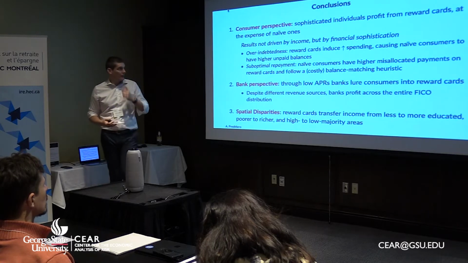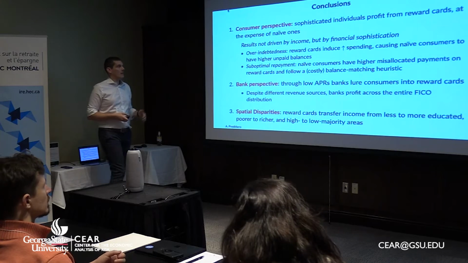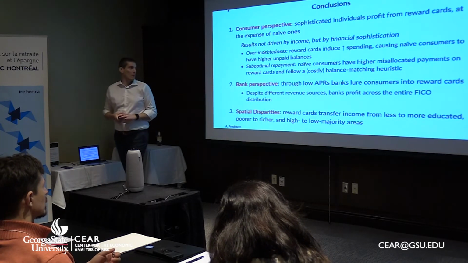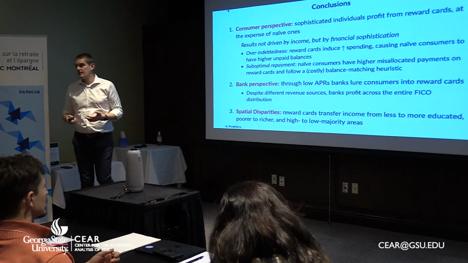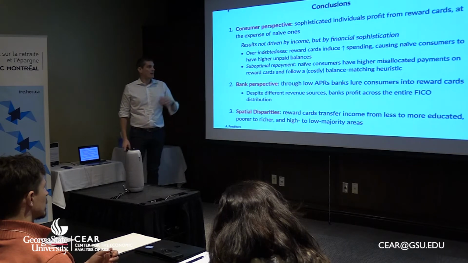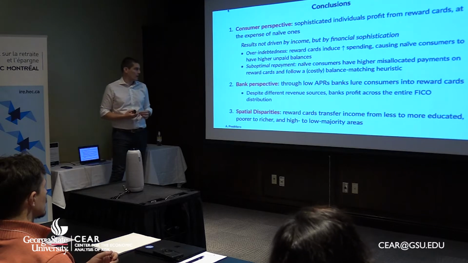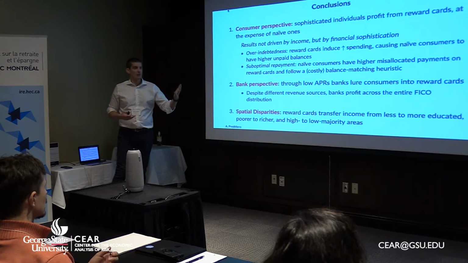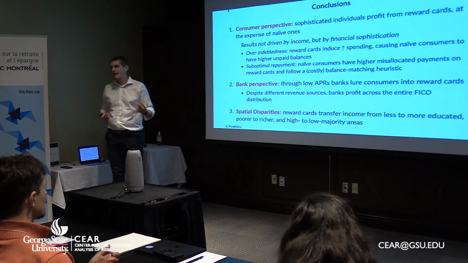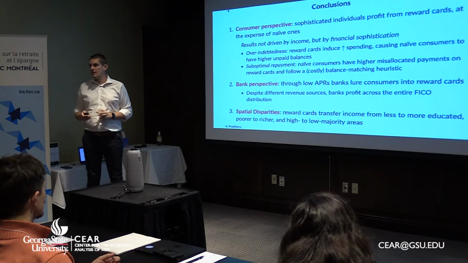We show that reward credit cards actually induce overspending, causing naive consumers to have higher unpaid balances. Also, naive consumers have higher misallocated repayment on the reward credit card and follow a costly balance matching heuristic while repaying the cards. From the bank's perspective, banks attract consumers by offering a lower APR on a reward card. And banks also profit across the entire FICO distribution. And finally, we show the reward card transfers income from less to more educated, poorer to richer, and high to low minority areas. And with that, done.